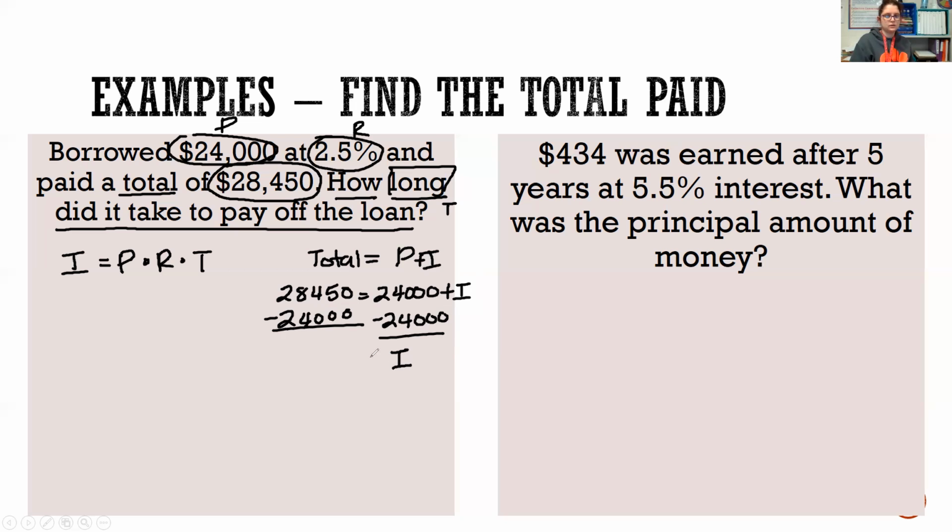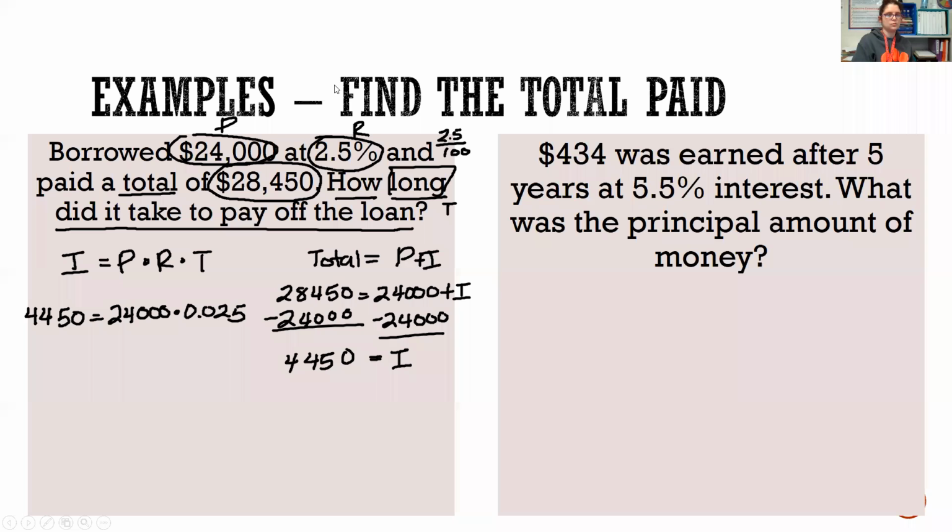So I equals 0.544. So my interest is $4,450. So 4,450 equals the principal, 24,000, times my interest rate. So 2.5 divided by 100, which gives me 0.025, and then times my time.